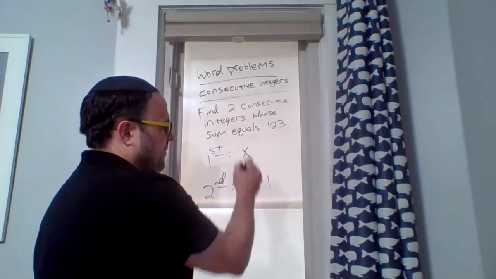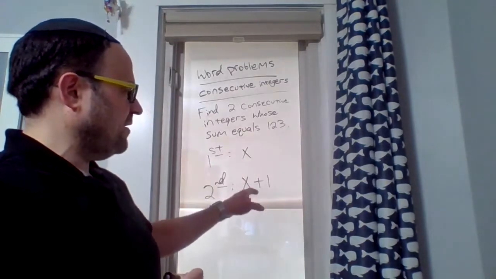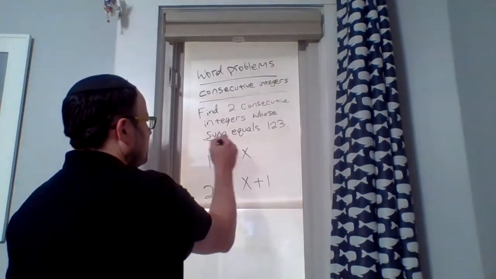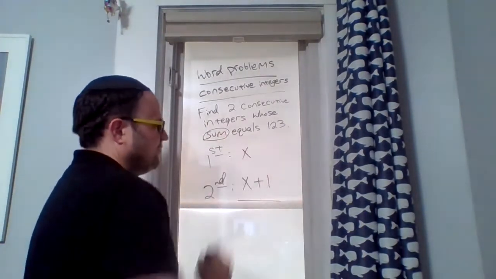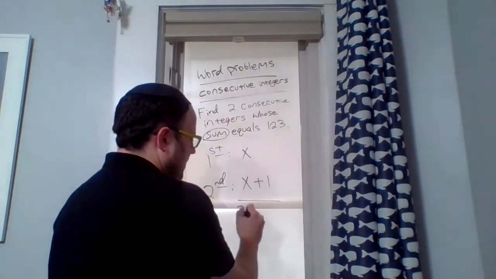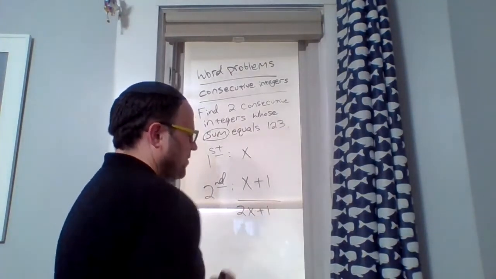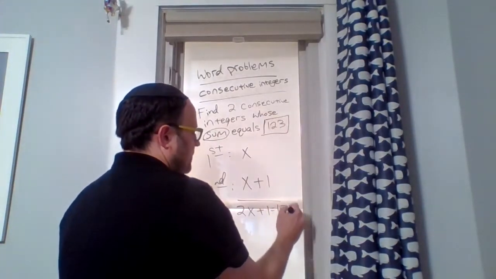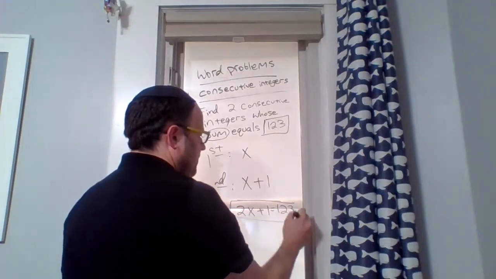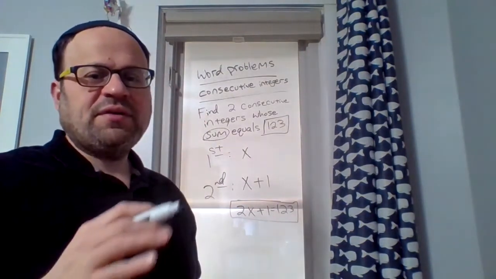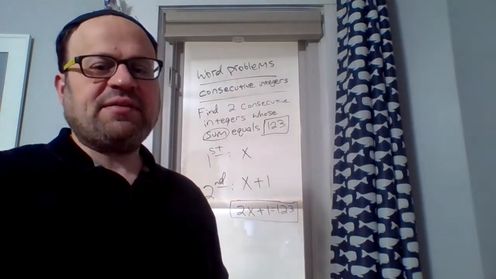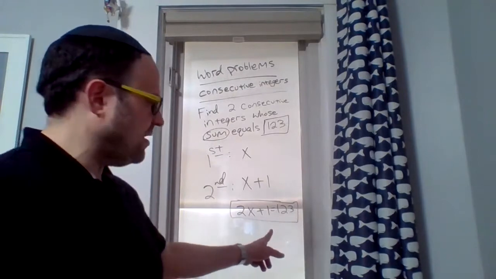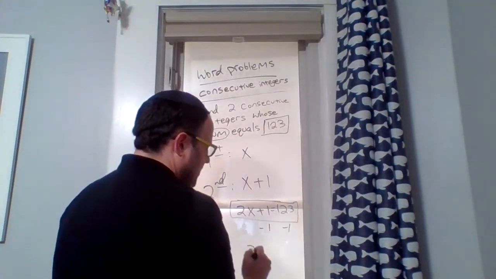So now if I have my two algebraic expressions, what's the next step? Look back at the problem. It says sum. So what happens if we add x plus x plus 1? I get 2x plus 1. And now what does the problem say? Equals 123. I have turned my words into math symbols. Can you solve 2x plus 1 equals 123? Sure you can. Subtract 1 from both sides.